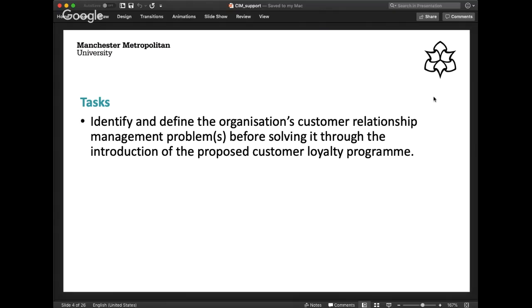But what I would actually expect here is 1 to 3 maximum problems, because what you need to really do is have problems that are solved by a customer loyalty program and your conception of this customer loyalty program. And the more variables you bring in, the more issues you'll have with this one customer loyalty program solving these problems. So to make this task less complex, really think about what are the key issues in the relationship management problems and not every single issue.